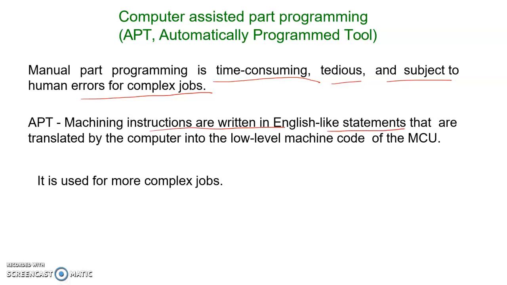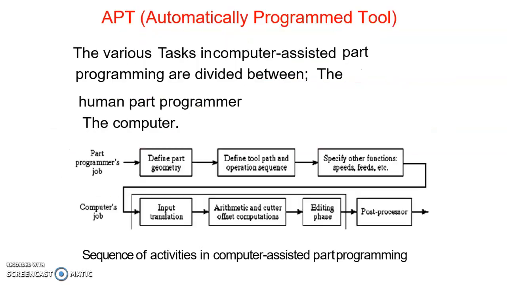In manual part programming, we were used to codes. Those codes are actually used for writing the program. But here we use more English-like statements in APT. And these statements are then translated by the computer into low-level machine codes of the machine control unit. And APT is generally used for more complex jobs.